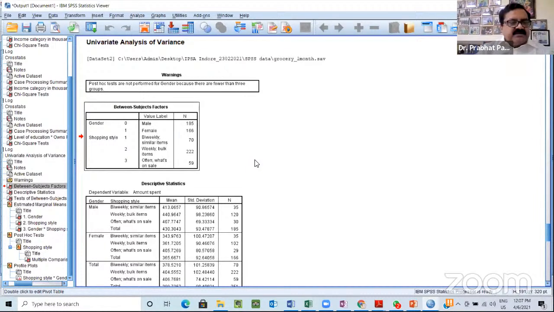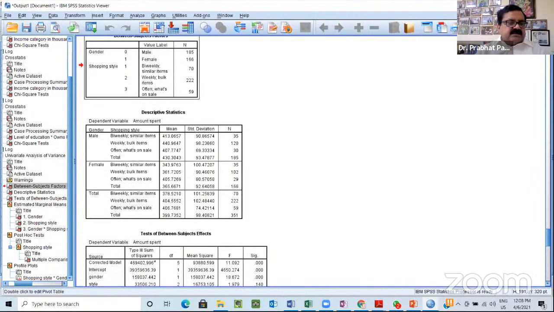Weekly customers are looking for the bulk purchase, and customers who are guided by some kind of coupon or discount are going to come as often customers.